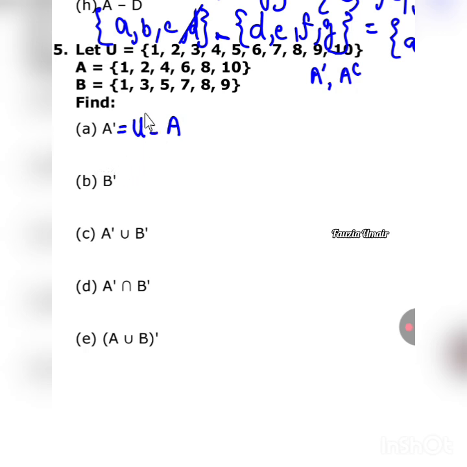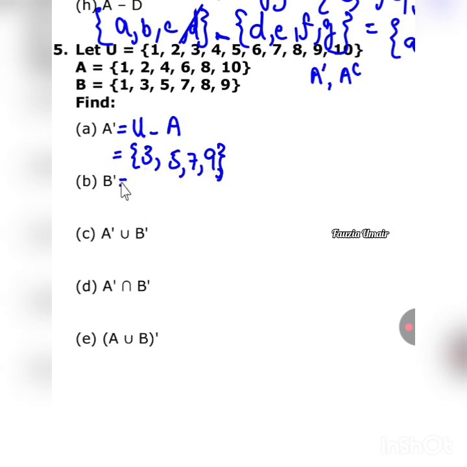So universal set is already written 1 till 10, and A is this. So these elements would be gone, and the rest of the elements of universal set will come. So 1 is gone, 2 is gone, 3 will come in the answer, 4 is gone, 5 will come in the answer, 6 is gone, 7, then 8 is gone, 9 and 10 are also gone. So this is very interesting. 10 elements minus 6 elements, and the answer is 4 elements.